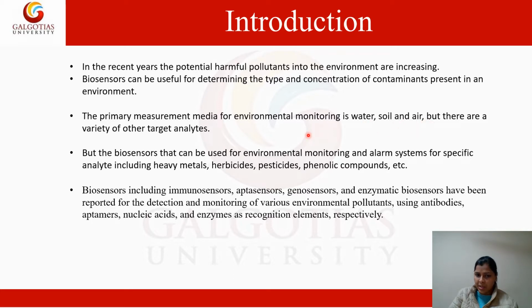But in the long run, biosensors can also be used for environment pollution alarm systems for specific pollutants, including heavy metals, herbicides, pesticides, phenol compounds, etc. For example, biosensors using antibodies, aptamers, nucleic acids, and enzymes as recognizing elements, such as immunosensors, aptasensors, genosensors, and enzymatic biosensors, are rapidly being used for monitoring and detection of various environmental pollutants. So what are the benefits of these biosensors?